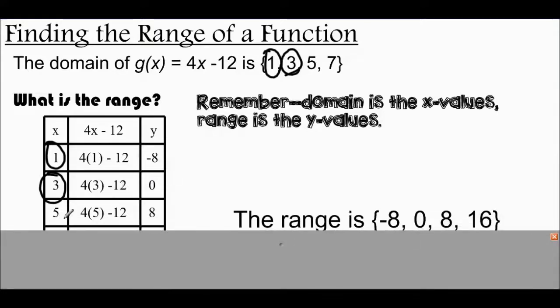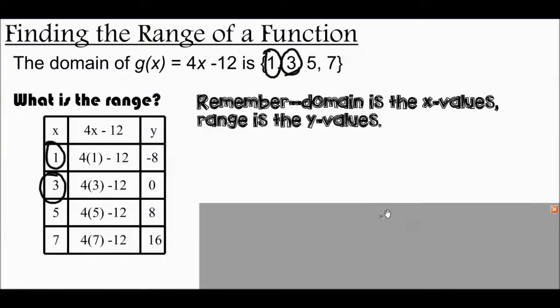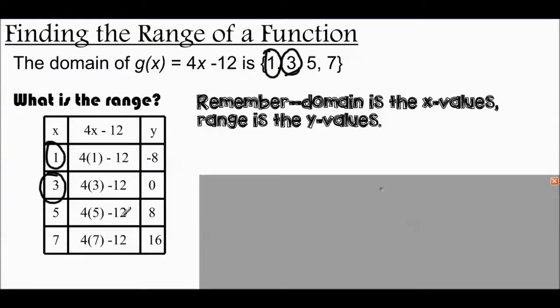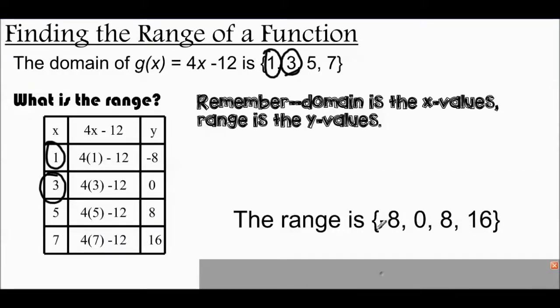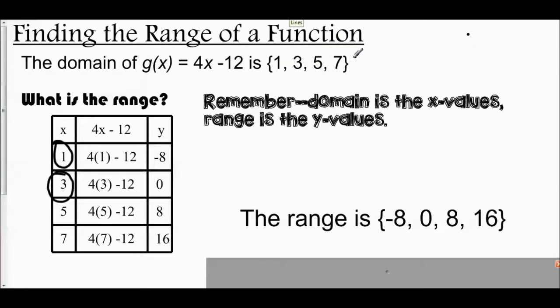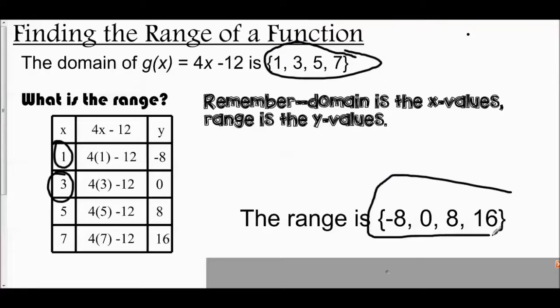And if I put 5 in there, 4 times 5 is 20 minus 12. That would give us 8. And with 7, put 7 in there and I get 16. So the range is negative 8, 0, 8, 16. So basically for all of these x values, these are the y values that match up with them. Negative 8 goes with 1, 0 is the y value for 3, and so forth.